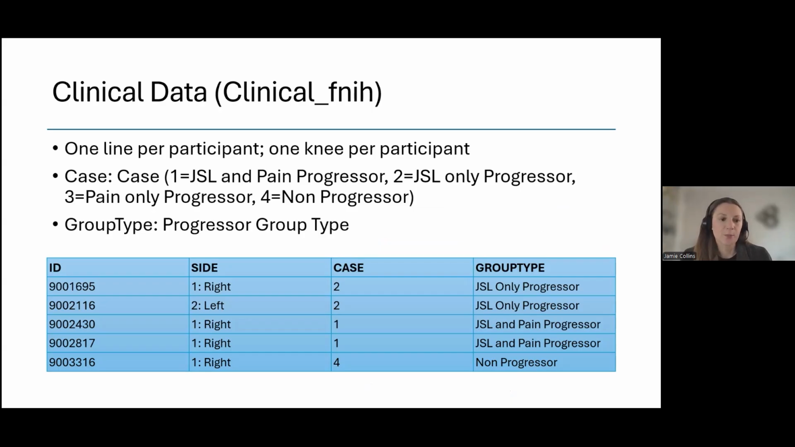I think the most important variable that you need from the clinical data set is the case control status. This is in two places. It's in this case variable, where it's a numeric variable with the grouping seen here, and then there's also group type, which is just written out in text. So that first participant is in group 2, which is the joint space loss only progressor. And that last participant is in group 4, which is a non-progressor, so did not progress on X-ray or pain.